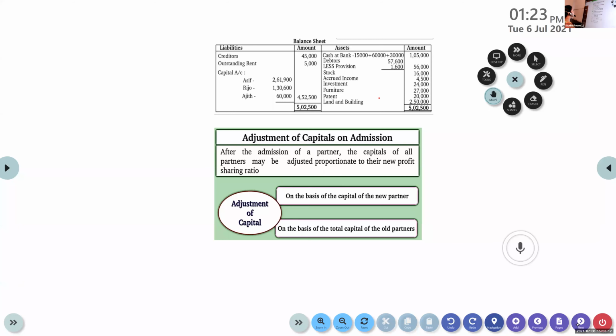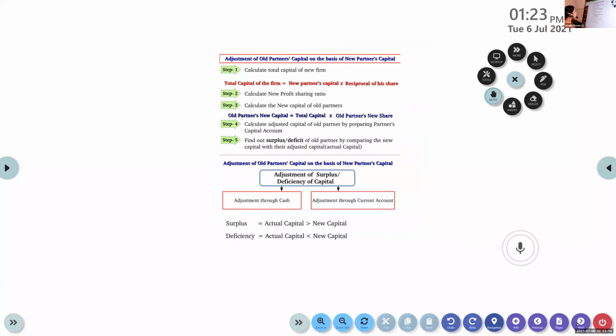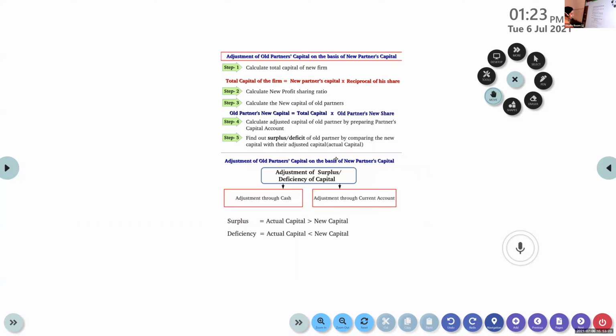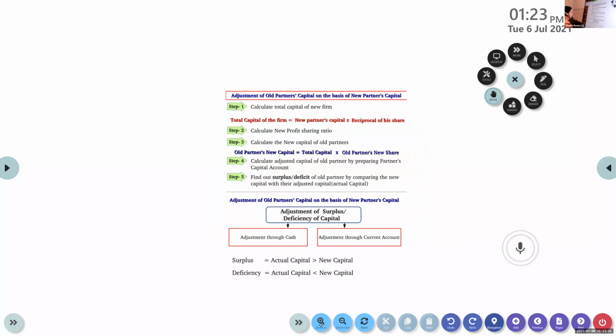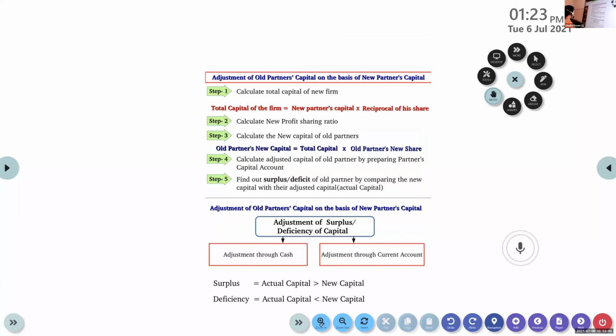So here are the steps regarding this adjustment of old partners' capital. Adjustment of old partners' capital on the basis of new partner's capital. Okay. See the steps. In the textbook, you won't find these steps. You may take this down. It will be helpful for you when you work out the problem. Please take the steps down.